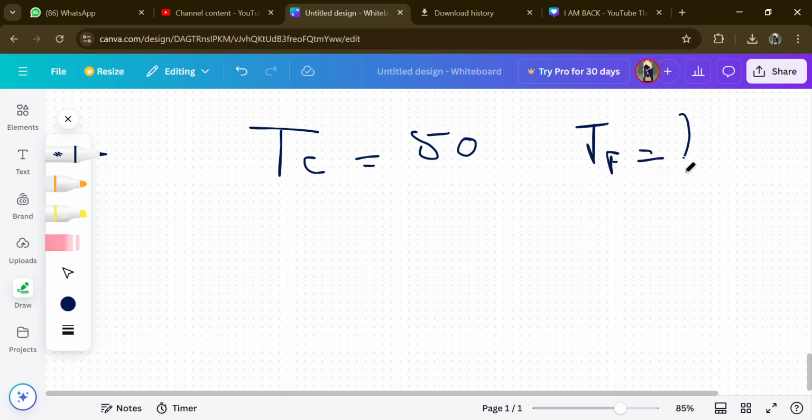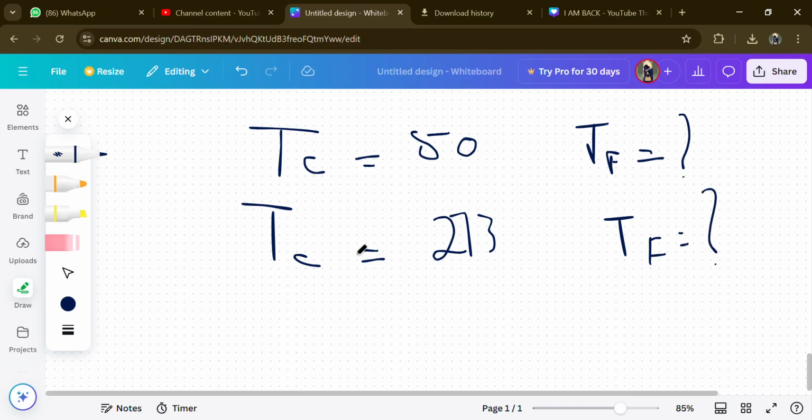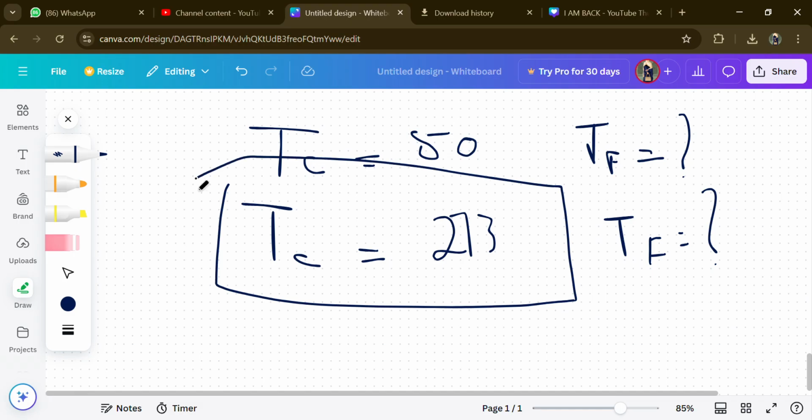Secondly, tell me if TC is equal to 273, what would be the TF? Now this one is a conceptual answer. If you got it right, I'll just give you a reward for it.